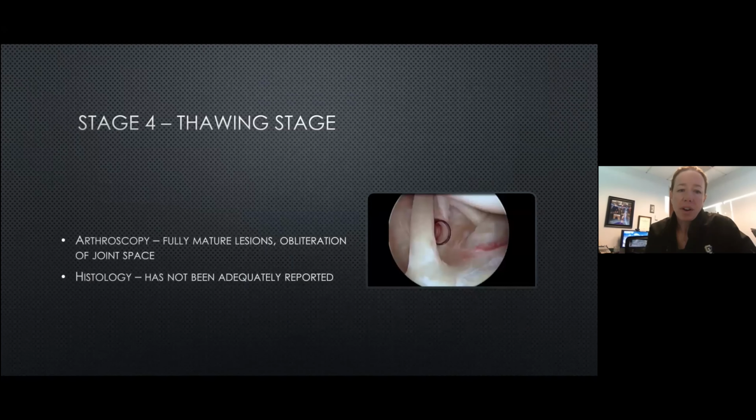In the stage 4 thawing stage, oftentimes arthroscopically, you really don't see that narrowing of the capsule, but you see that dense white, just scarred looking capsule. You might see some obliteration of the joint space depending on when you get in there, you may not. But histologically, because this is a hard stage to identify, there's not really a good accurate description of what this looks like. So I don't have information on that, but I think you can probably assume that you're going to see those mature fibrotic bands with less vascularity and really less active inflammation going on.